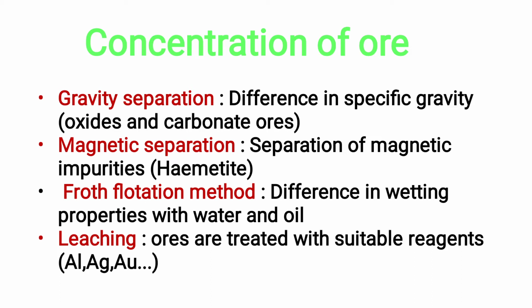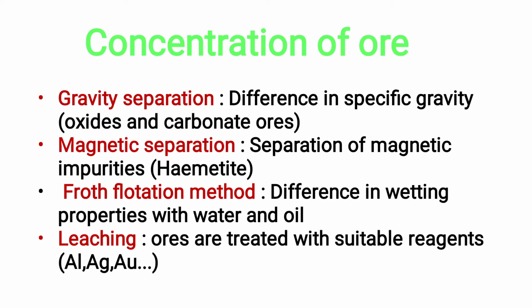Next one is magnetic separation. It is used for the separation of magnetic impurities. Impurities that are magnetic in nature are passed over a magnetic roller. Ore and magnetic impurities are collected as two separate heaps. It is used for the concentration of hematite, which is the ore of iron, and chromite.